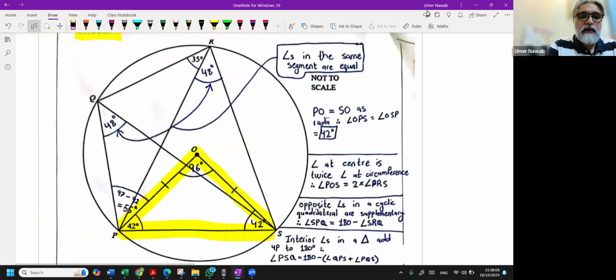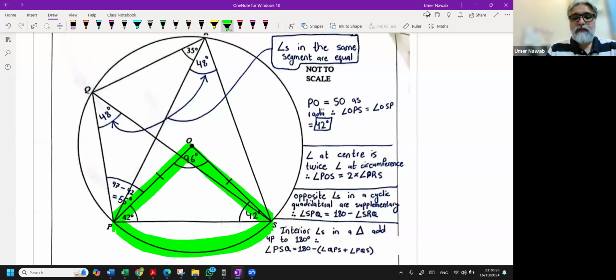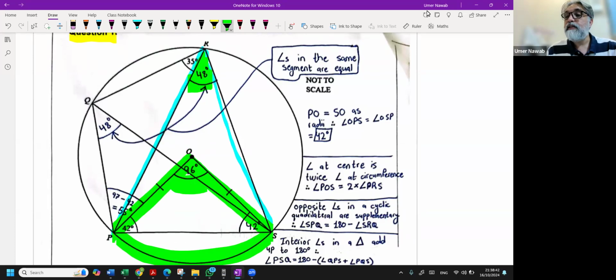Also, I can see in this circle question, we have the angle at the center made by the arc, and the same arc is making an angle at the circumference. So is there any connection between the central angle and the angle at the circumference? The answer is yes. This angle is always double and this angle is always half.